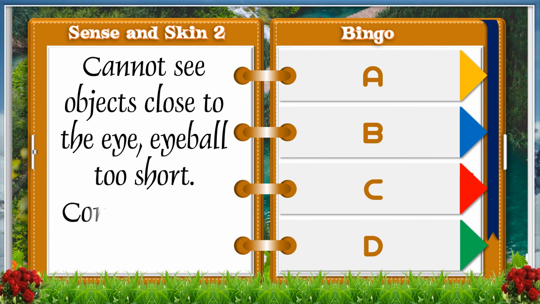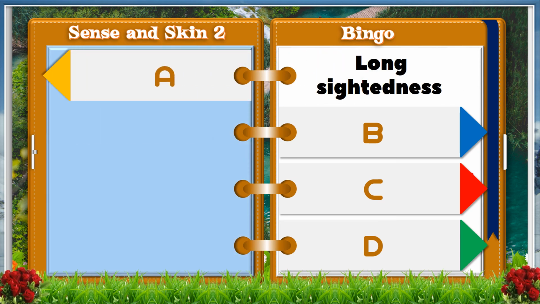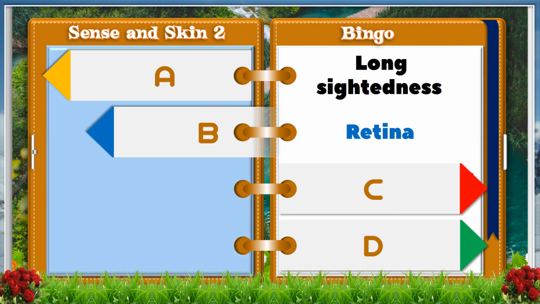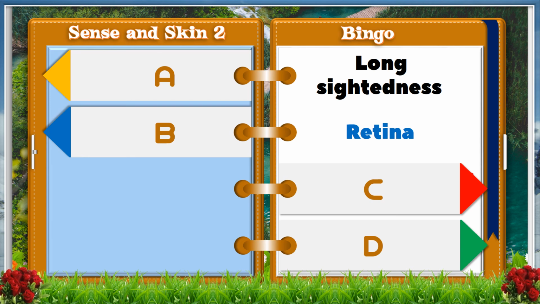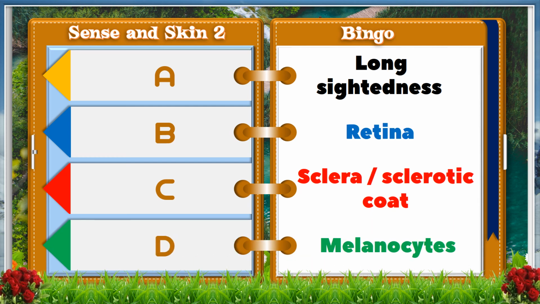Cannot see object close to the eyeball. Eyeball too short, corrected with convex lens. A. Long-sightedness. B. Retina. C. Sclerotic cord. D. Melanocytes. And the answer is A. Long-sightedness.